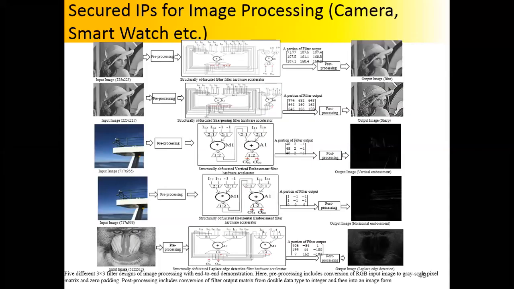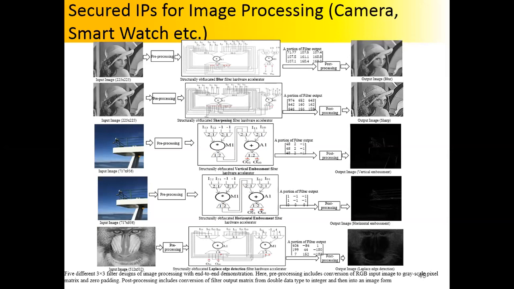This is also an IP for several image processing applications that are often used in cameras and smartwatches. We have all designed it in our lab here. So if you see, for example, these are the images on the left side, and based on pre-processing, if you feed the matrix value of the image onto this structurally obfuscated blur filter, useful for image blurring, it will produce the filter output that will again be subjected to post-processing. And you see the image on the right side is actually the blurred content of the image on the left.